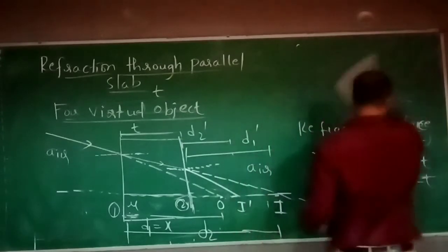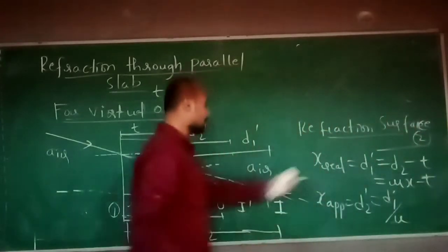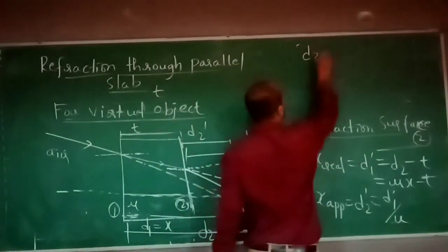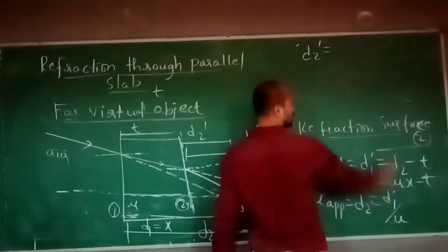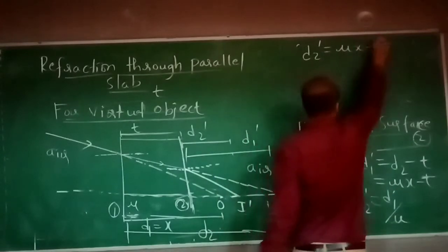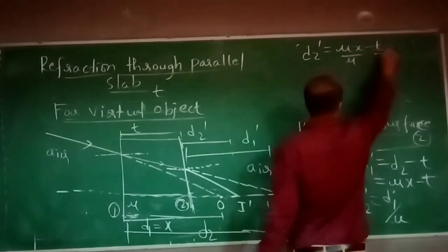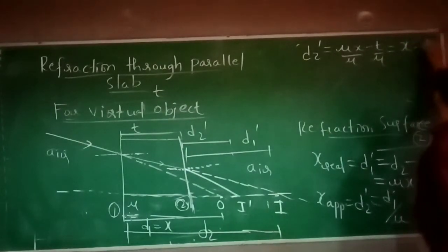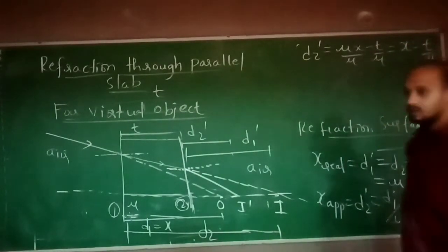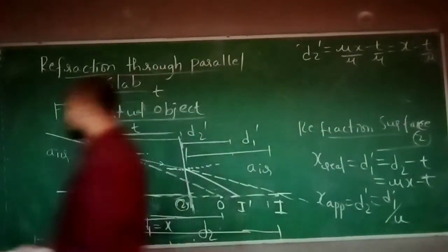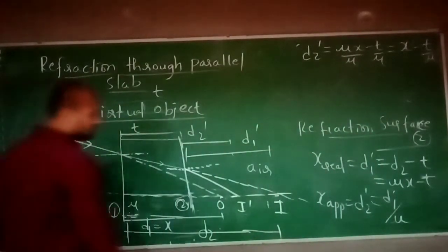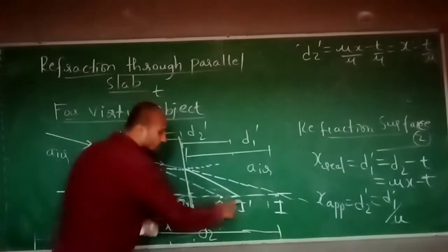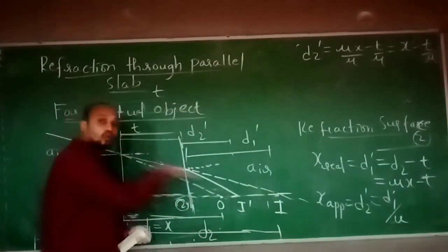So if you see here, this is an apparent depth. How much is d2 dash, the apparent depth? How much is d1 dash? Mu x minus t divided by mu, which will be equal to x minus t by mu. Same thing. Correct? Now if you ask me what is the shift? Shift is happening from O to I dash. From O to I dash is the shift due to virtual object.